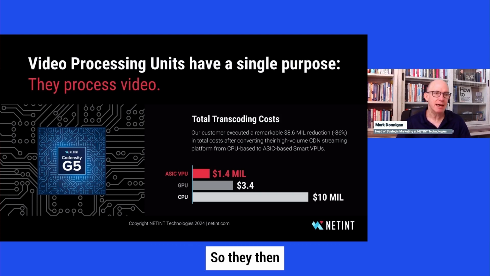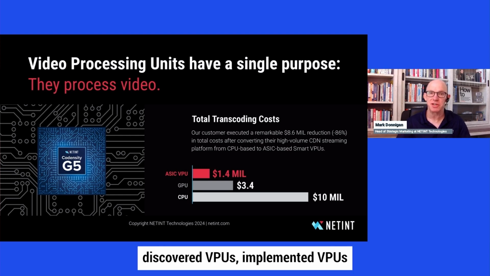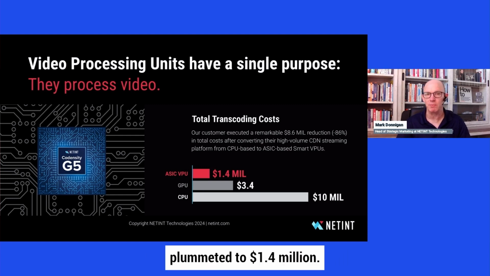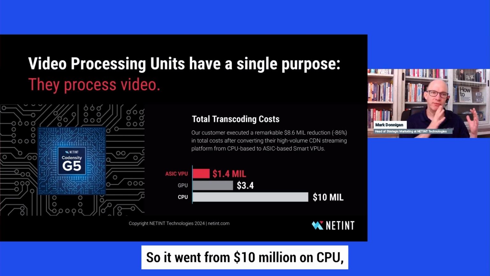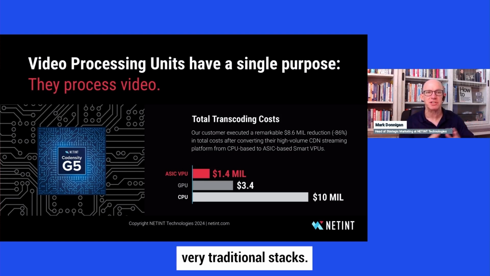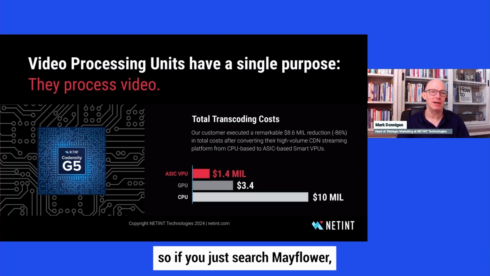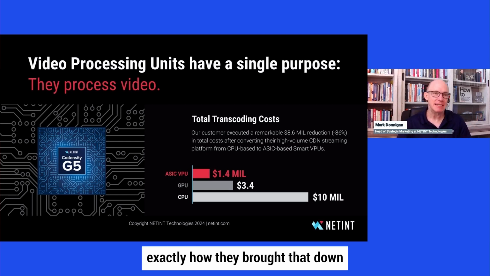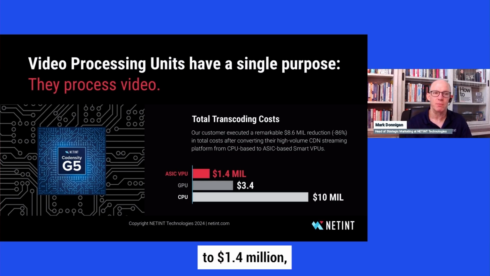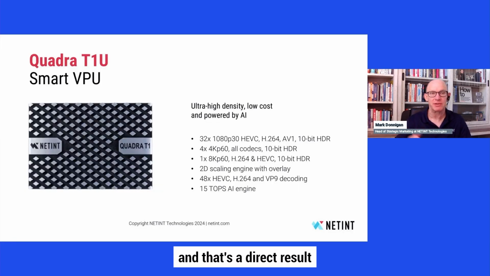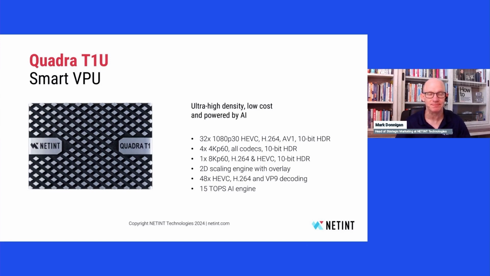So they then discovered our solutions, discovered VPUs, implemented VPUs, and their costs plummeted to $1.4 million. So they went from $10 million on software and CPU, very traditional stacks. Again, read the blog post. It's Mayflower. So if you just search Mayflower, you'll be able to find it, and you can read exactly how they brought that down to $1.4 million. And that's a direct result of the value of a VPU.